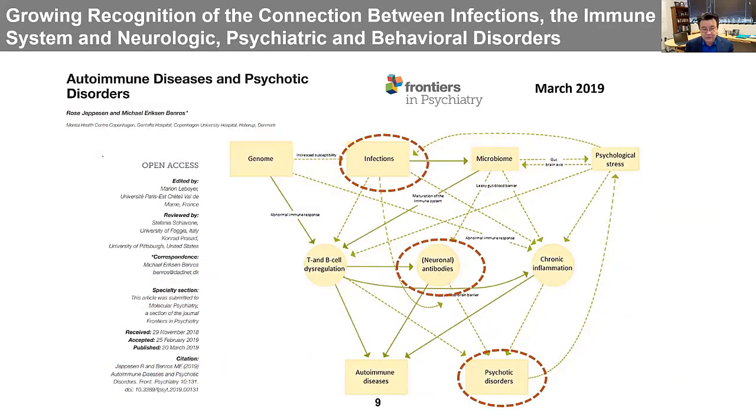Other articles and journals are showing a recognition of a direct connection between infections, the immune system, and autoantibodies in these psychiatric disorders. Of course, you can also see other areas, such as the microbiome and other causes of chronic inflammation, which we'll talk about in a second, leading to autoimmune disorders. But you can see that there is a connection between these.